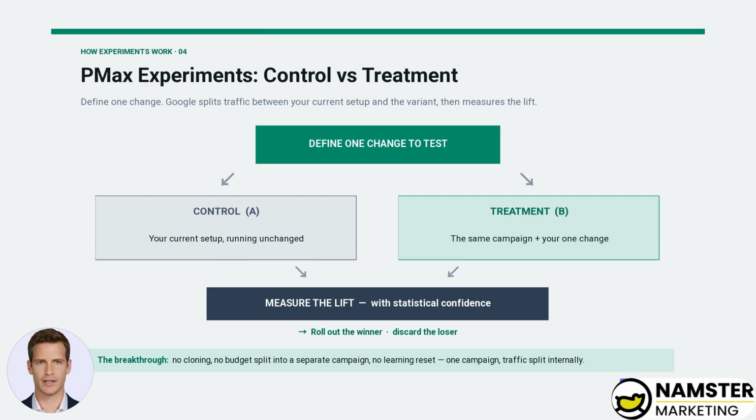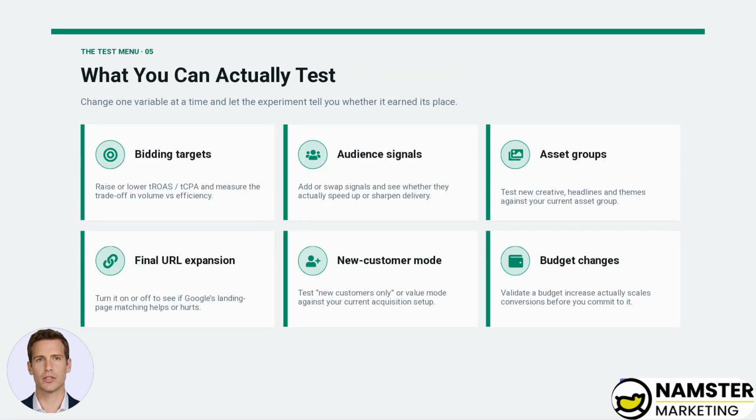The breakthrough here is that this all happens within one campaign. There is no cloning, no budget split into separate entities, and most importantly, no learning reset. Google measures the lift with statistical confidence, allowing you to confidently roll out the winner and discard the loser. This internal split is the key to maintaining the momentum of your campaign's data history while still seeking improvements through rigorous A/B testing.